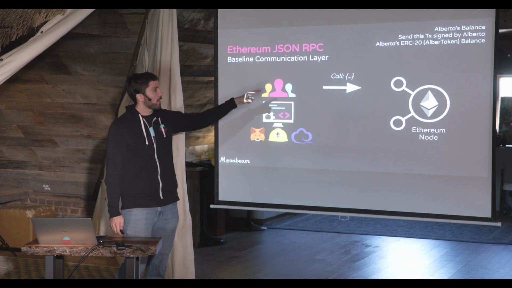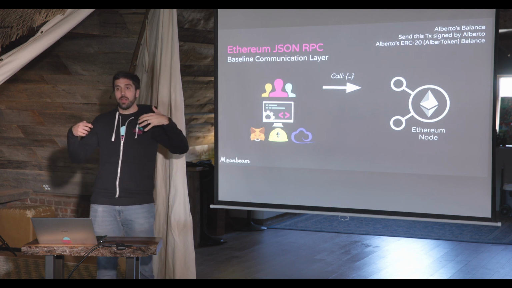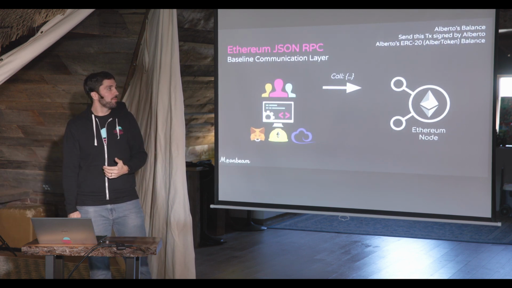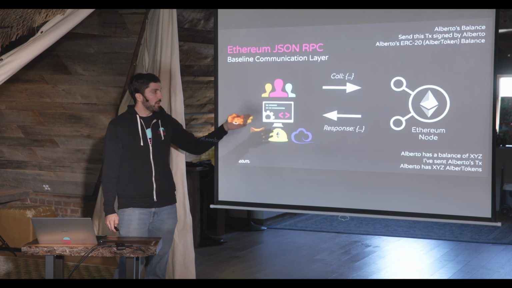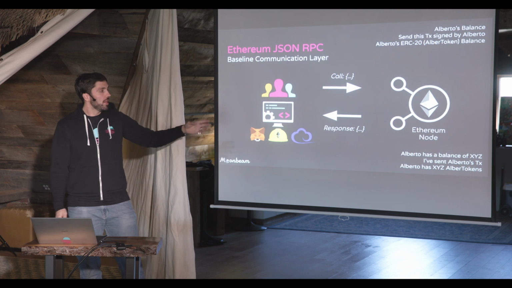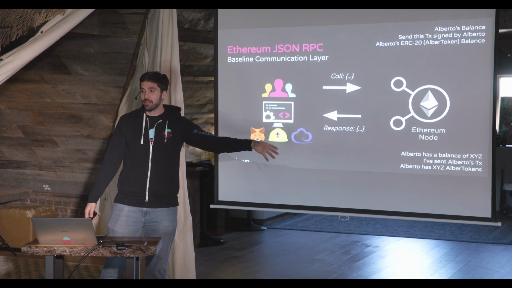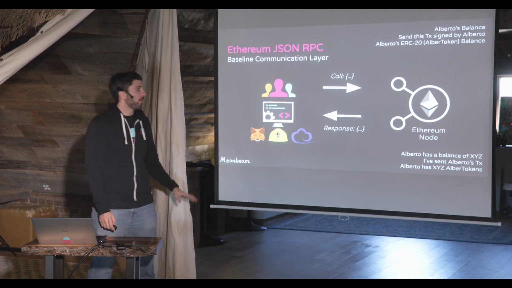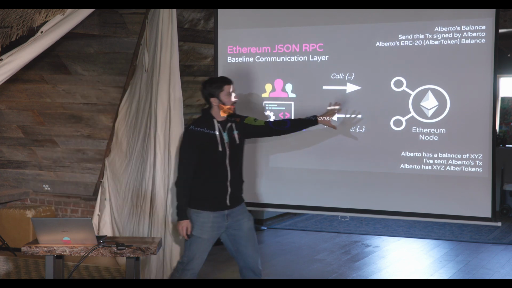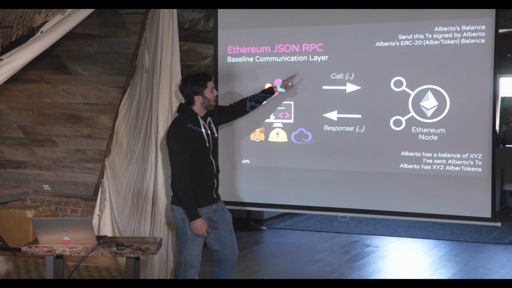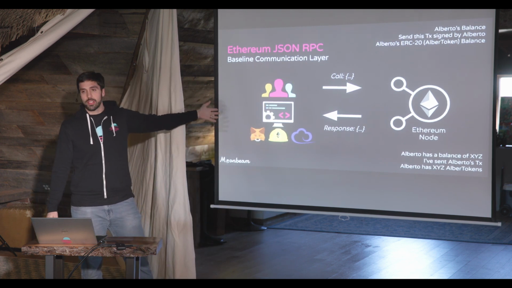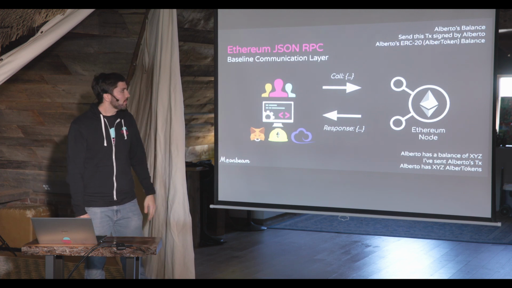Then the node will get that call, understand it, process it, fetch the information from wherever it needs to, and provide a response: Alberto has this balance, or, there you go, I've sent your transaction, or, you have this amount of the Albert token. So in theory, if you put any blockchain here that is not Ethereum but is able to understand this flow, you are now unlocking a new set of tools that you can work with on your blockchain.